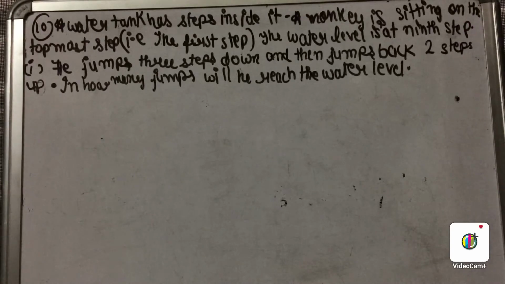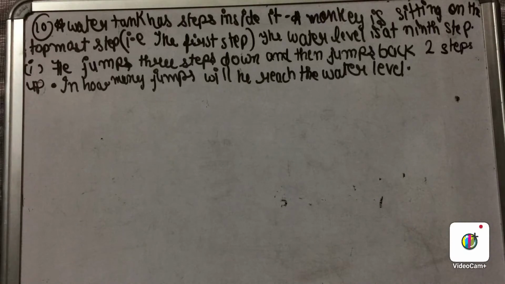So now let us see what is our first part. He jumps 3 steps up and then jumps back 2 steps. In how many jumps will he reach the water level? Now, on which step is the water level? The water level is at the 9th step. So you could also use a number line to express this, but I think the number line would be a little messy, so I would just solve it simply.